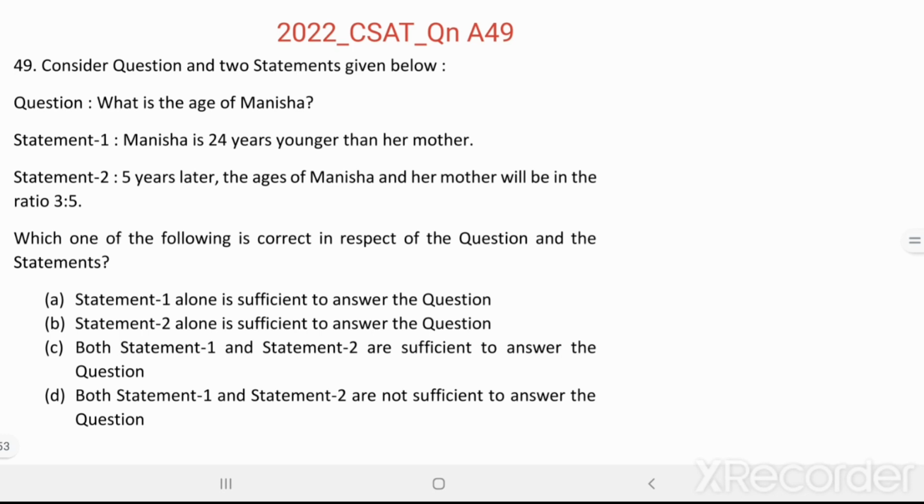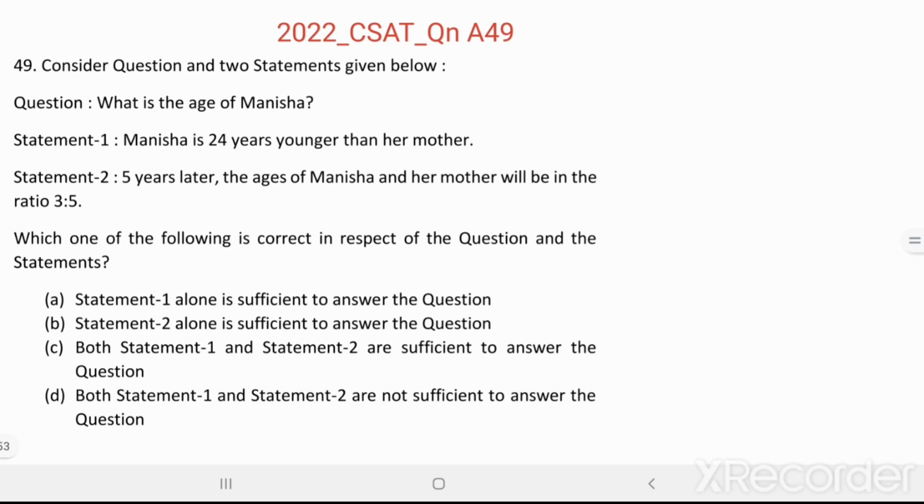Question number 49. Consider the question and two statements given below. Question: What is the age of Manisha? Statement 1: Manisha is 24 years younger than her mother. Statement 2: 5 years later, the ages of Manisha and her mother will be in the ratio 3:5. Which one of the following is correct in respect of the question and the statements?